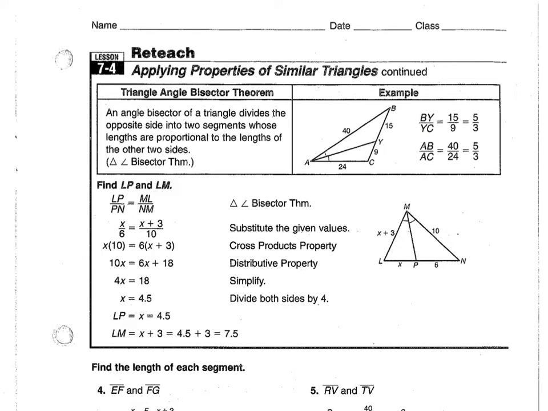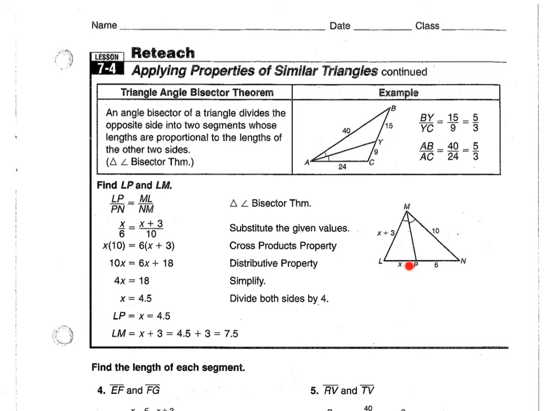So here they're comparing the base to the base, and then the side of the triangle with the side of the triangle. So BY is to YC as AB is to AC. Then the ratios are the same. So since we can use that triangle angle bisector theorem, in the example given it says find LP and LM. They set up the proportion, which is LP.